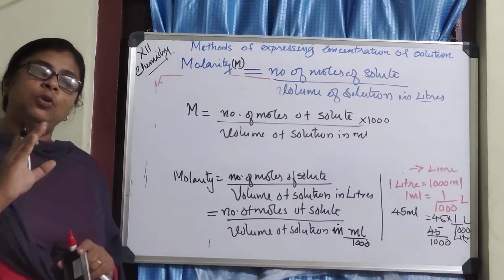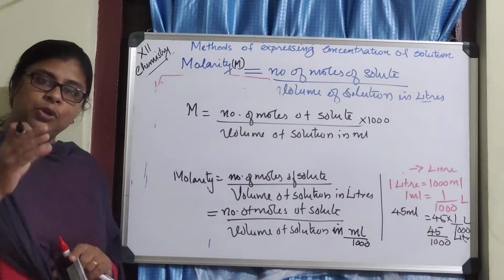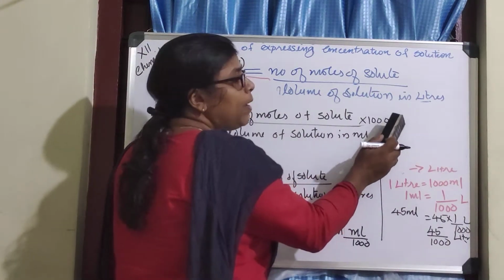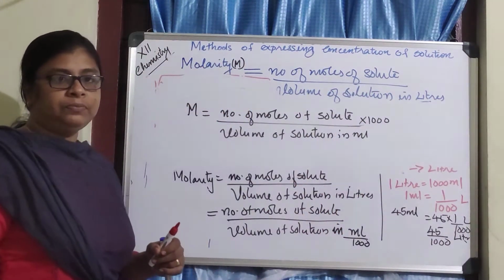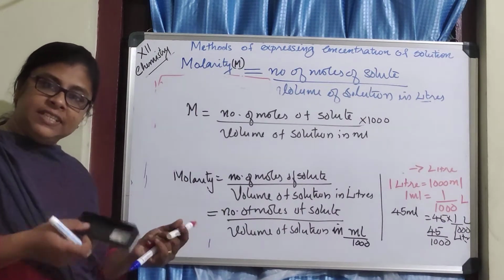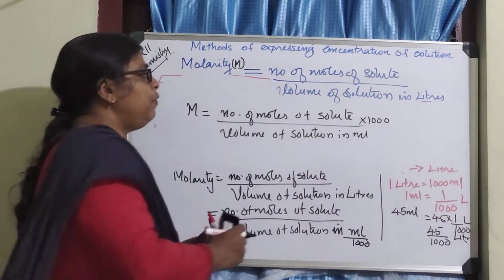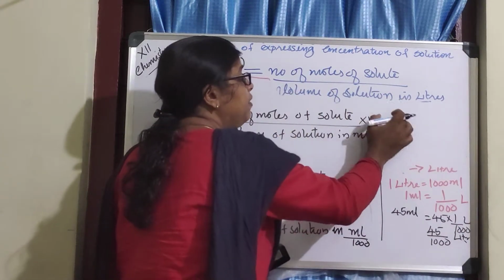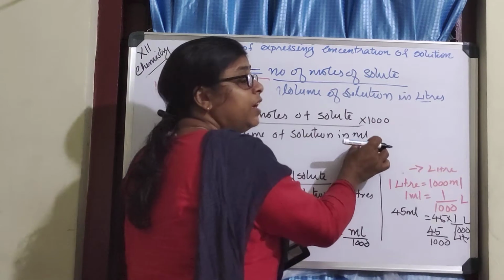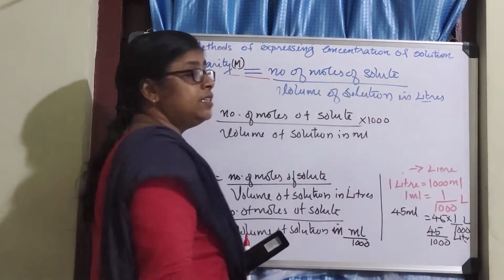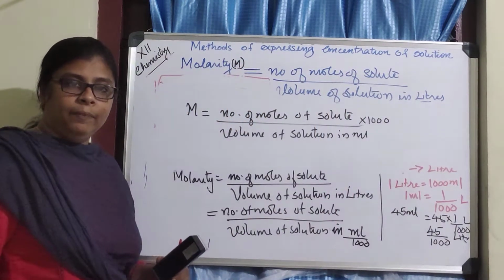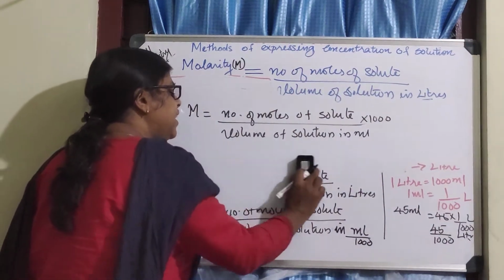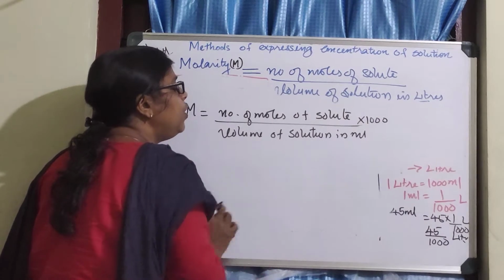If the volume of the solution is given in ml, to find the molarity, we have to multiply the numerator with 1000. If the volume is given in liter, there is no need of multiplying with 1000. The only function of multiplying with 1000 is to convert the given volume into liters. Clear? Okay.